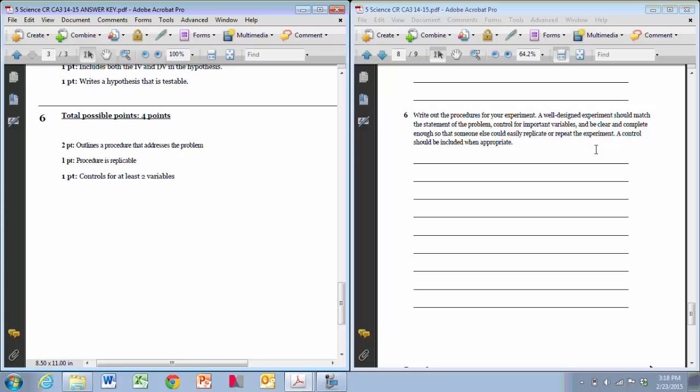So if you have any questions about number 6 or you're unsure about the procedures that one of your scholars wrote out, please post it on the discussion board that is on Blackboard.